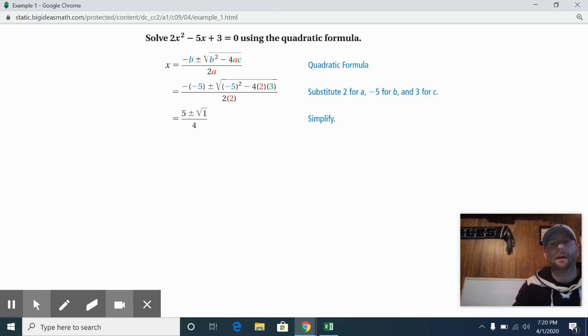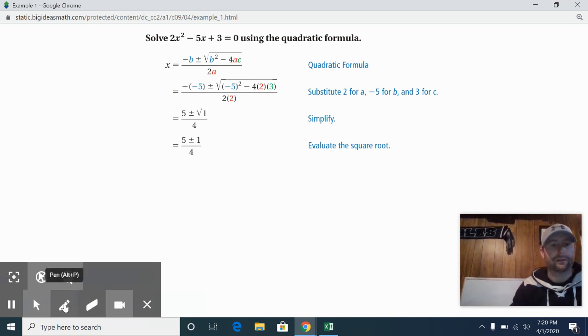Okay, now the next step is we're going to take the square root of 1, and see how they have the plus and minus here for us. That's just to remind us that there's 2 square roots of every number. All right, so we're going to take the square root of 1 right now. Okay, and that's going to just give us 1. Very simple. All right, so now what we should be noticing is we have 5 plus and minus 1 divided by 4.